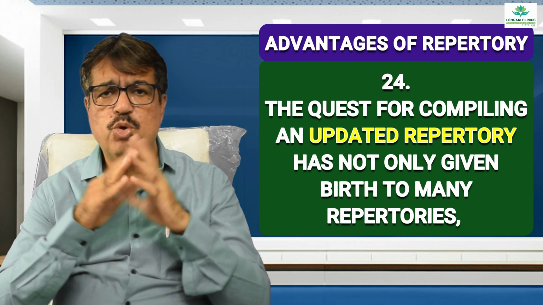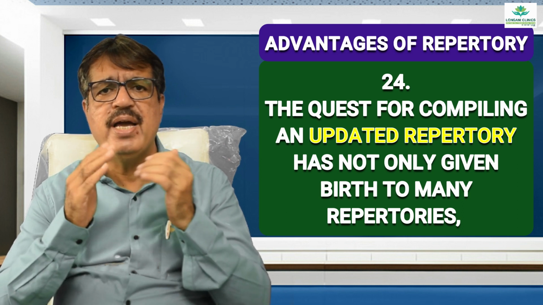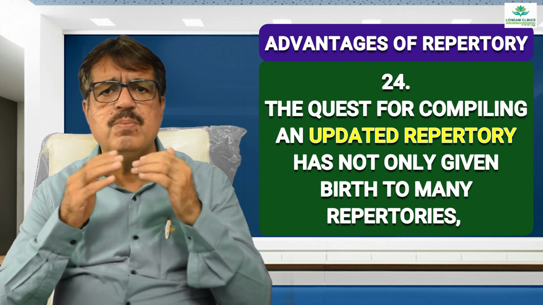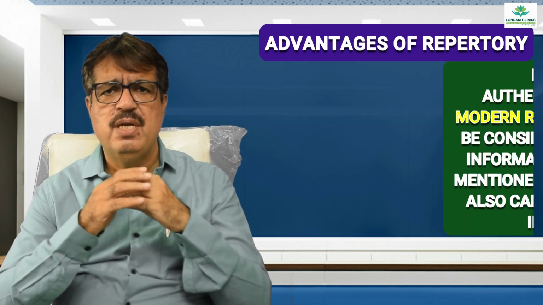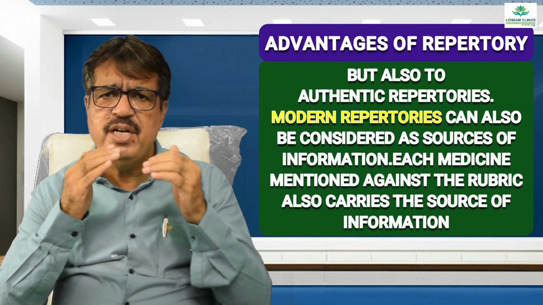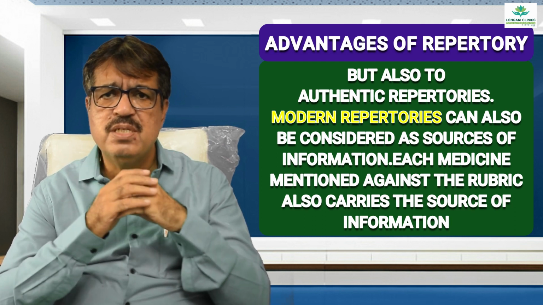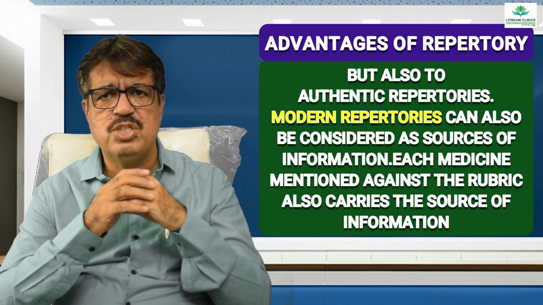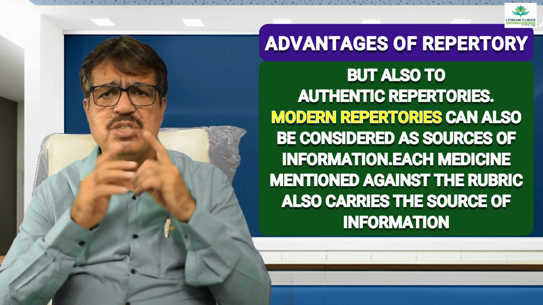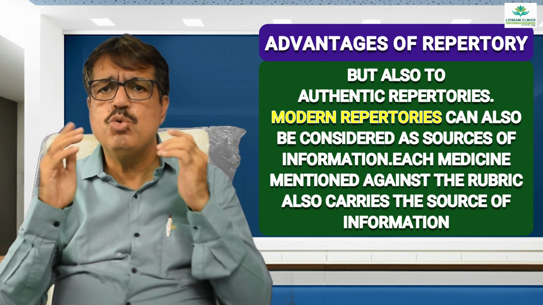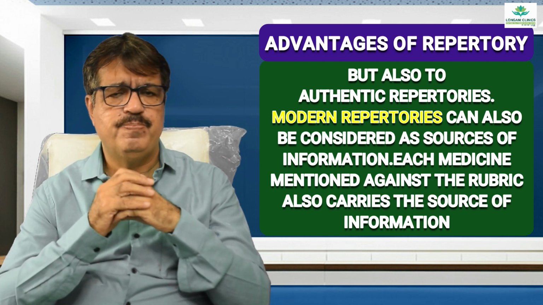24th one. The quest for compiling an updated repertory has not only given birth to many repertories but also to authentic repertories. Modern repertories can also be considered as a source of information. Each medicine mentioned against the rubric also carries the source of information.